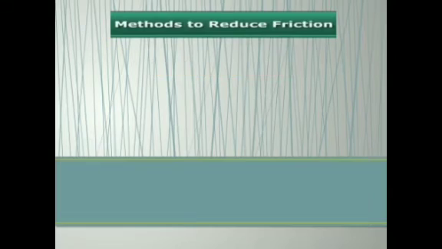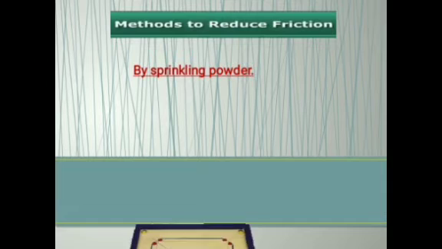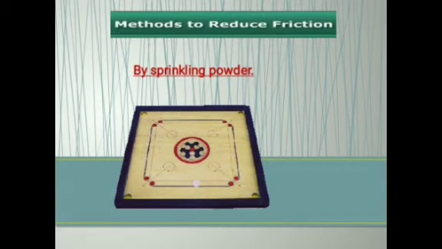Now we will discuss the methods to reduce friction. In some cases, reduced friction is useful for us. There are different ways, such as by sprinkling powder or by polishing or using powder. Now see the picture. This is the carom board.